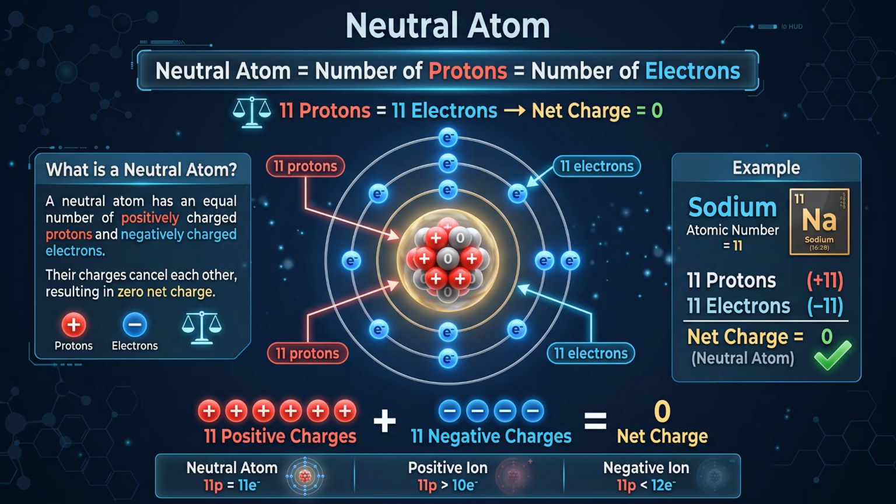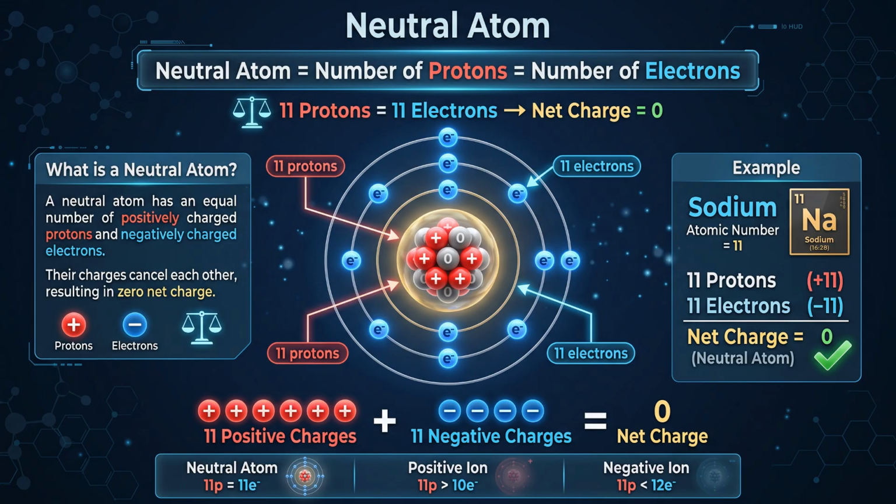Neutral atoms are extremely important because almost all ordinary matter around us consists of neutral atoms. The air we breathe, the water we drink, the food we eat, the plants around us, and even our own bodies are made primarily of neutral atoms joined together by chemical bonds. These atoms interact through their electrons to form molecules and compounds, making life and all materials on Earth possible.